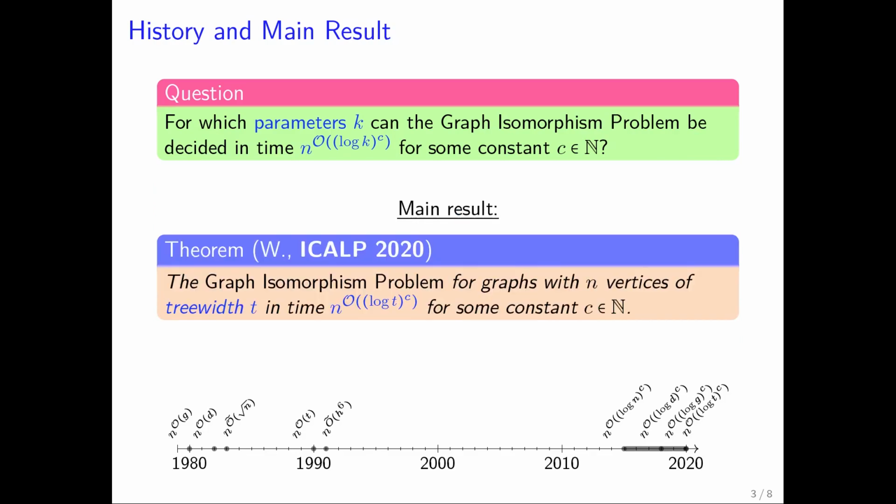My main result which I want to present is that for graphs of treewidth t, the graph isomorphism problem can be solved in n to the polylog t, generalizing Babai's result and the n to the t algorithm given by Bodlaender.